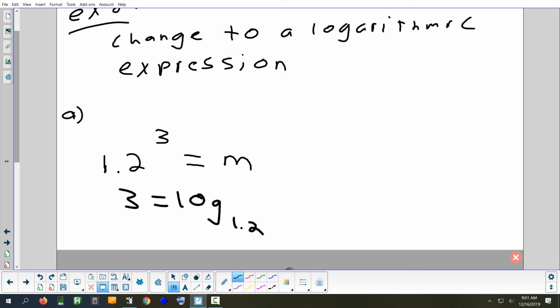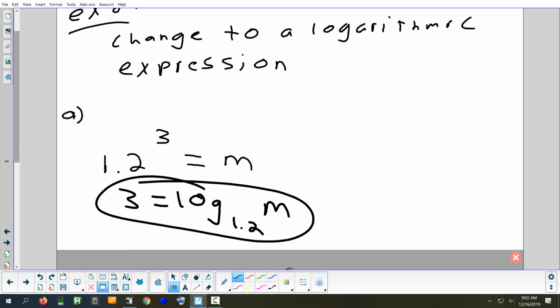1.2. And the last thing I need to fill in for my log is the argument. What am I plugging into the log function? Look for the thing that's by itself. M. And that's your answer. And again, nothing to solve. You're not trying to figure out like what M is. Just changing it to a log expression. Questions on that one?